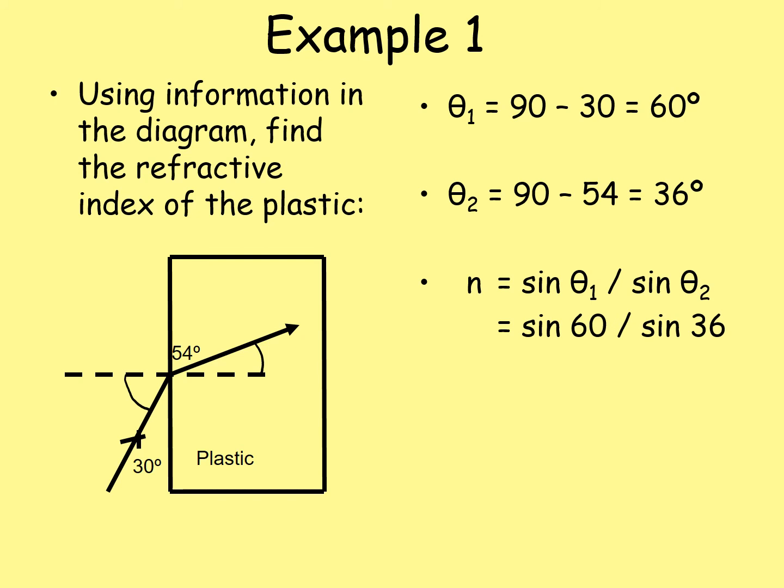n is equal to sine theta 1 over sine theta 2, which is equal to sine 60 over sine 36, which is 1.47. As we expect, the value of the refractive index is greater than or equal to 1 and has no unit. It's simply a ratio.